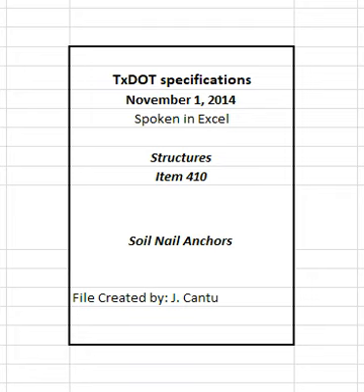Item 410. Soil nail anchors. 1. Description. Construct reinforced soil nail anchors. 2. Materials. Provide materials conforming to the following requirements. 2.1 Hydraulic cement concrete. Use materials that meet the requirements of item 421, hydraulic cement concrete.